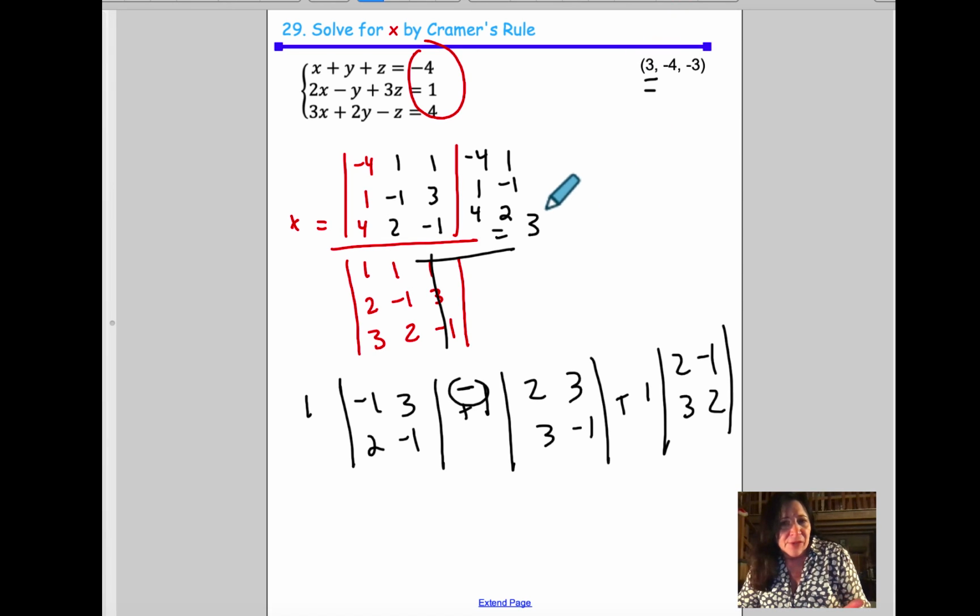I already posted the answer. The answer is 3 to get x. It's not the whole thing. I'm not asking you for the whole thing. I'm asking you for just that value, okay?